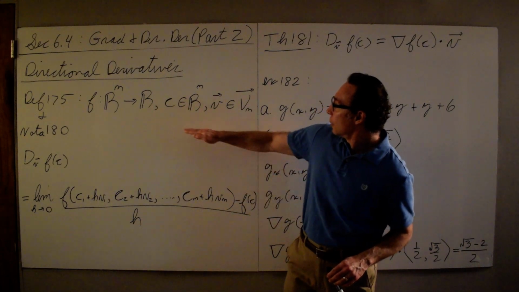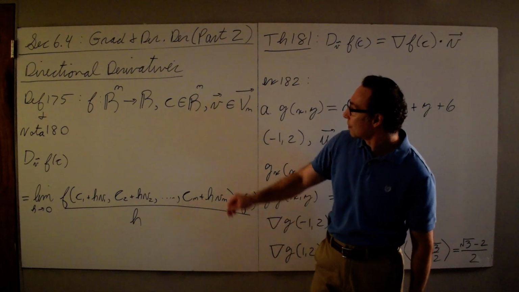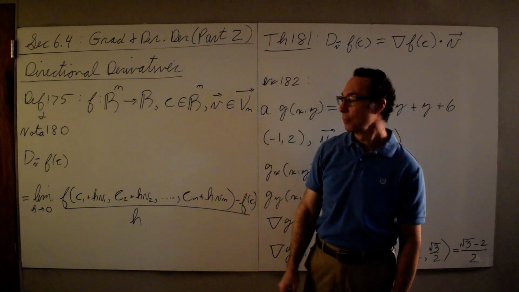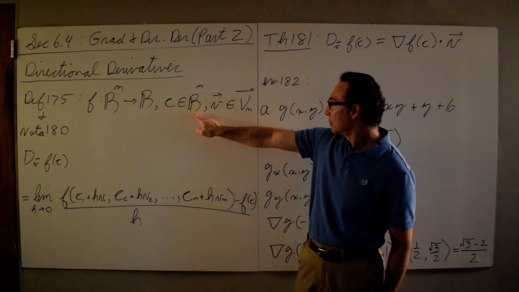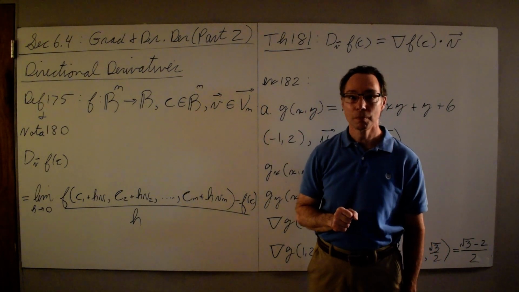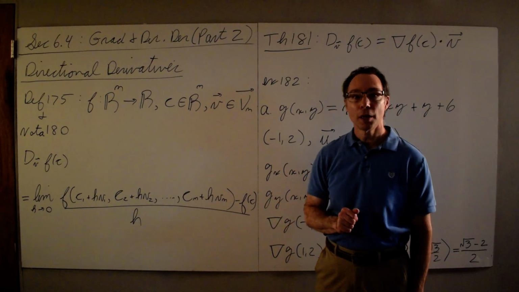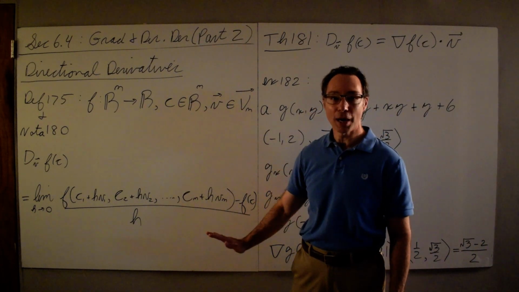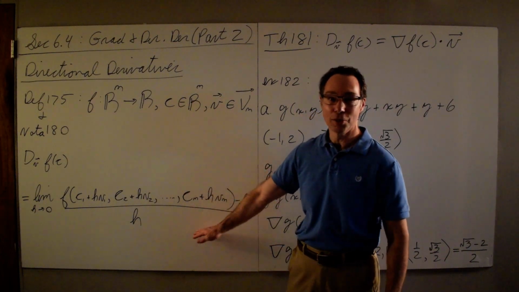We start with this definition, and at first it looks a little unwieldy. We have a function f from R^n into R. We have a point c in R^n, and we have a vector v in V_n. What we have defined here is the directed derivative of f at c directed by v. That's kind of a mouthful, right? But it's written out in your notes.